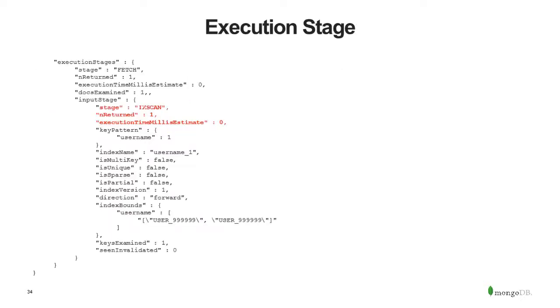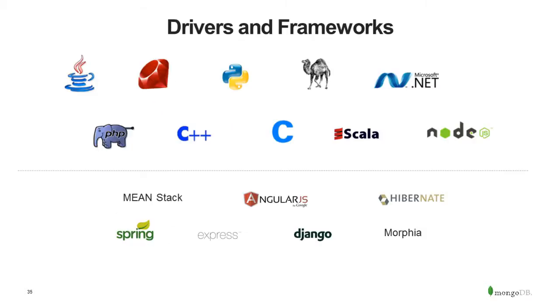And if we look at the execution stages, the stage is fetch, which tells us we're going to use an index, and then we see the stage index scan returned 1 document, and again the execution time millis estimate was again 0. So what we're seeing is a dramatic improvement from 433 milliseconds to nearly 0 milliseconds. So obviously things get a lot faster.